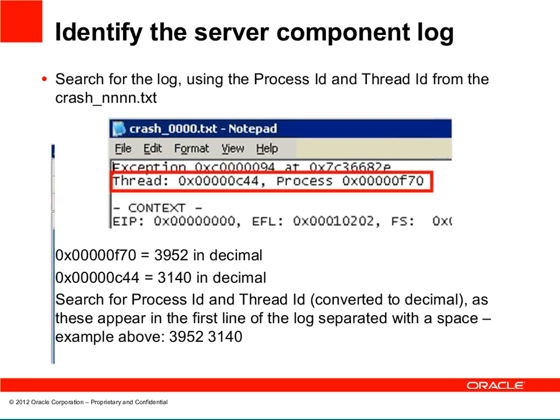The value and importance of doing this is that we also get the process ID and the thread ID in the first line of every Siebel task log, basically. So we have the task ID, the process ID, and the thread ID all in order on the first line of the log file. In this example, we've converted the process ID and the thread ID to decimal values.